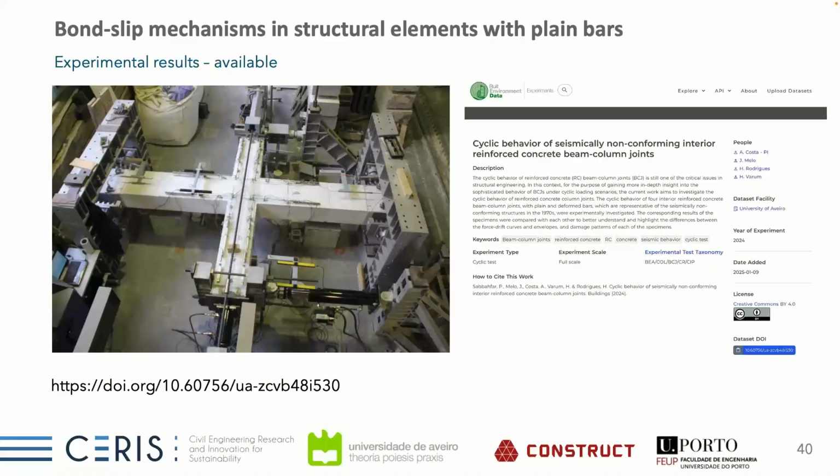Not focusing in particular on the different bond slip models, but more on the calibration; in particular, we use the CEB model. So if you want to look at the modeling of the 4 beam column joints, please follow this paper.